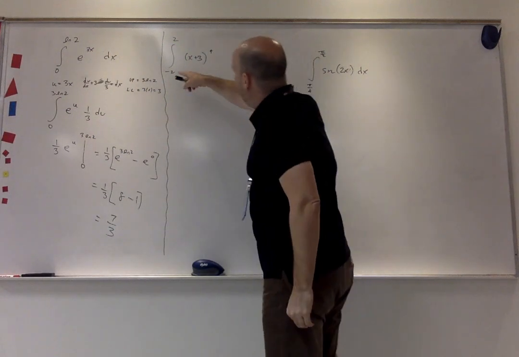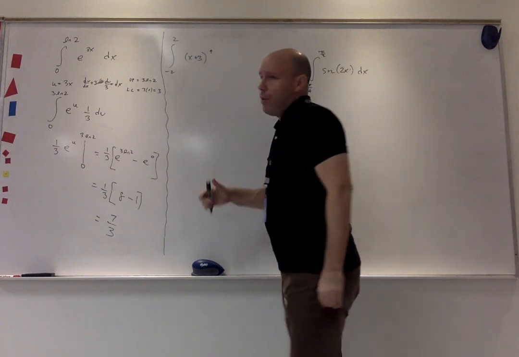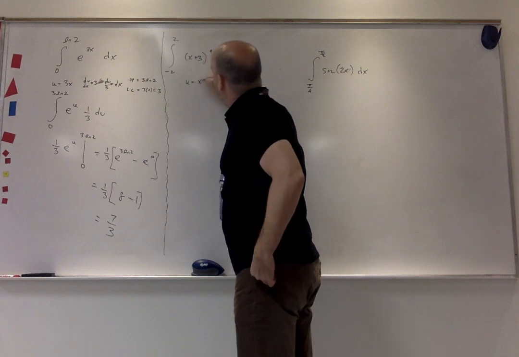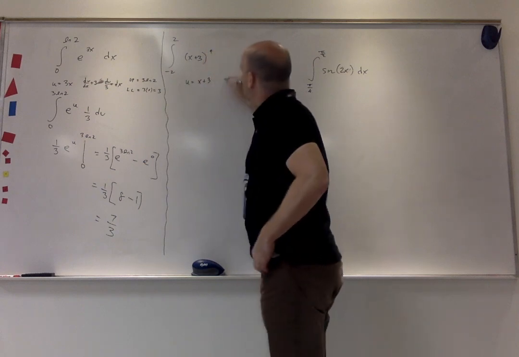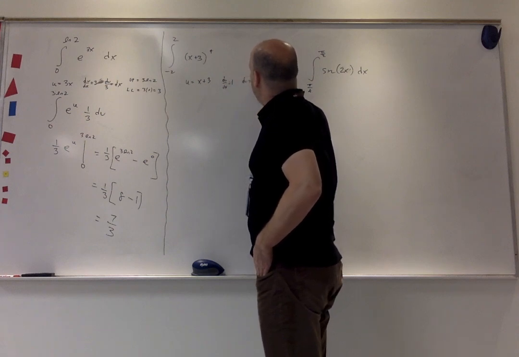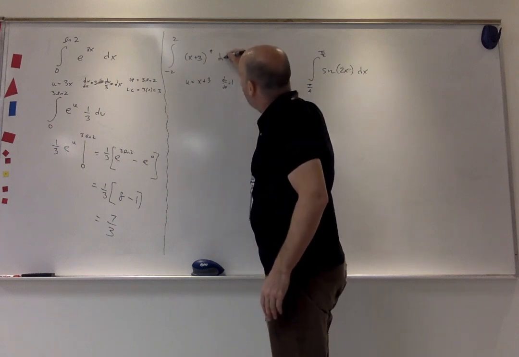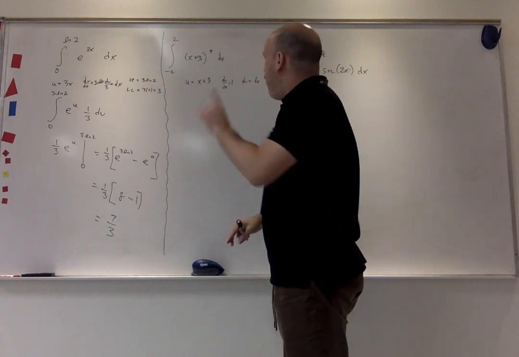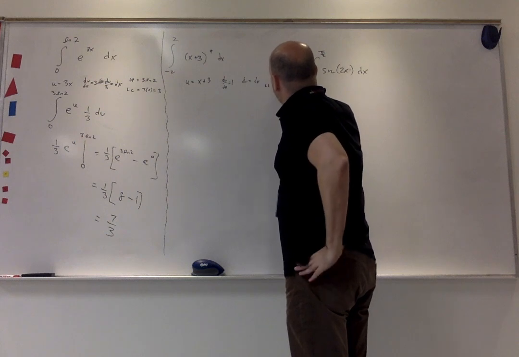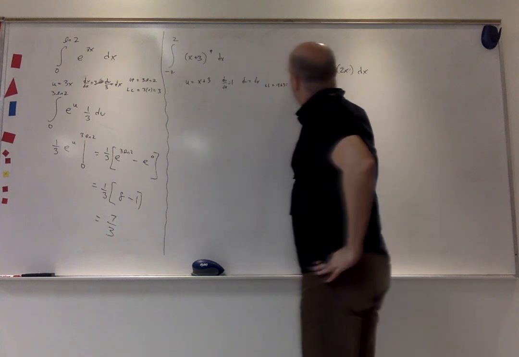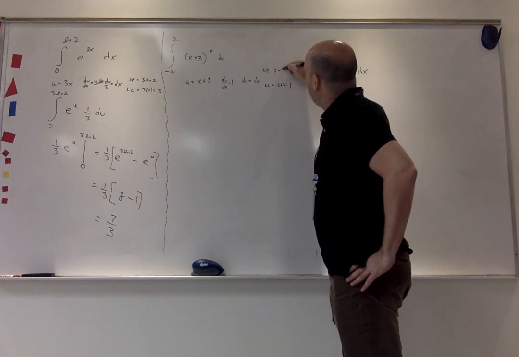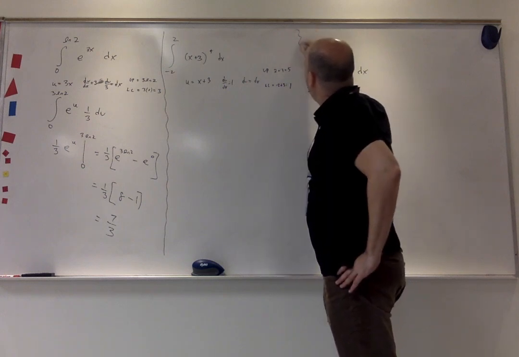The integral from -2 to 2 of x plus 3 to the 4th. So we make the substitution u equals x plus 3. du over dx equals 1, so du equals dx. There's really no change in my differential, but there is a change because my lower limit is now -2 plus 3, or 1, and my upper limit is now 2 plus 3, or 5.